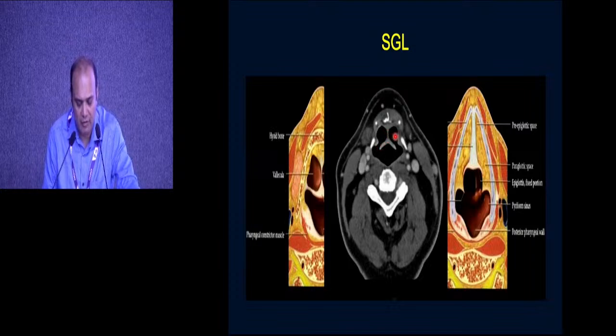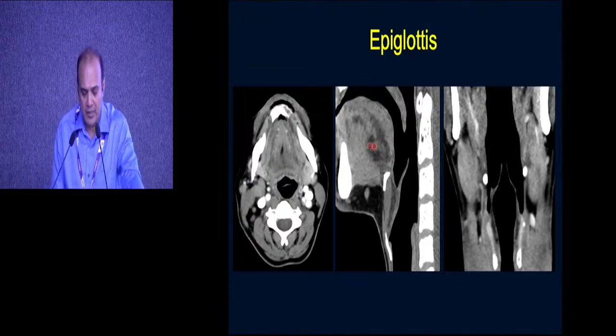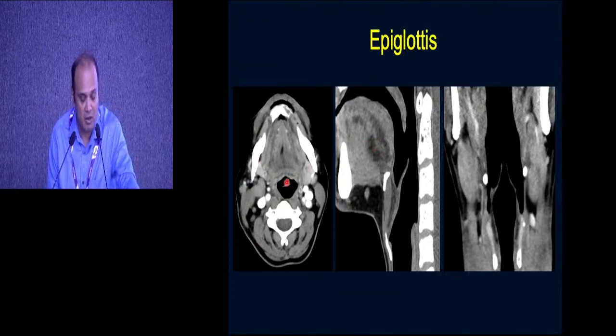On either side, you have the vallecula here. And the pharynx, this is the pharyngoepiglottic fold, which is also called the lateral glossoepiglottic fold. On the CT scan, if you look at this, you can see that the tip of the epiglottis is seen at a higher level. So that is the free portion of the epiglottis.